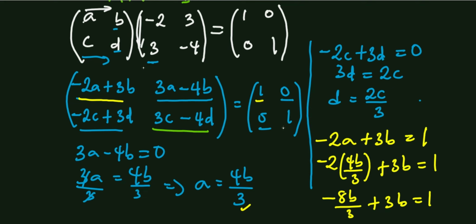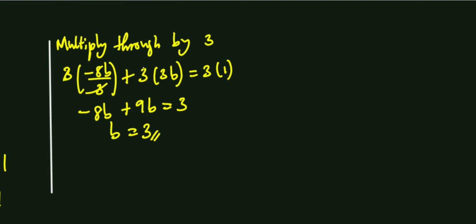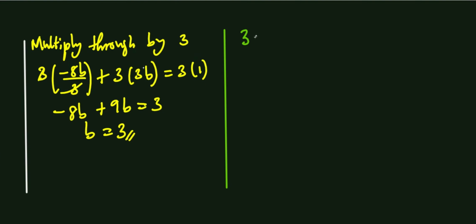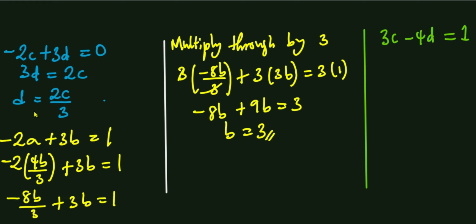So the same way, second row, second column, they equal 1. If you look at it, 3C minus 4D is equal to 1. Okay, so D is equal to 2C over 3. We substitute for that. So we have the 3C minus 4 into bracket 2C over 3 is equal to 1.